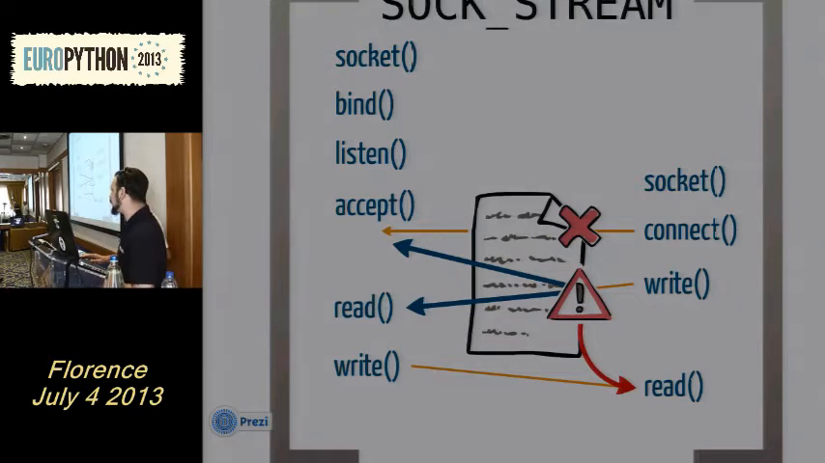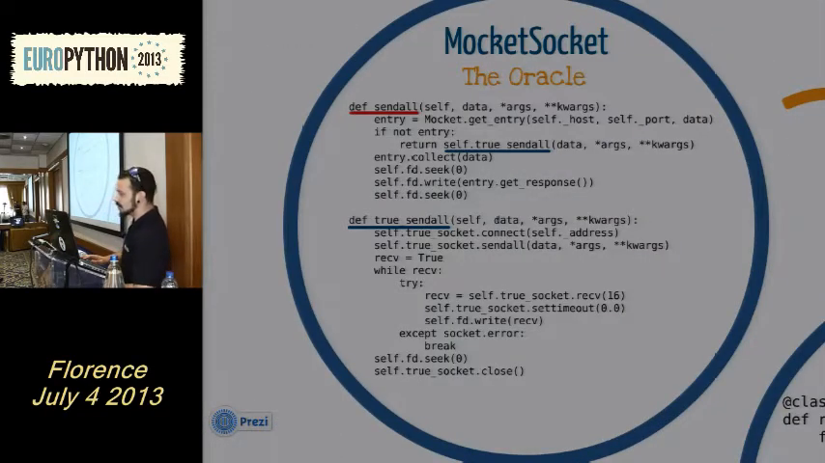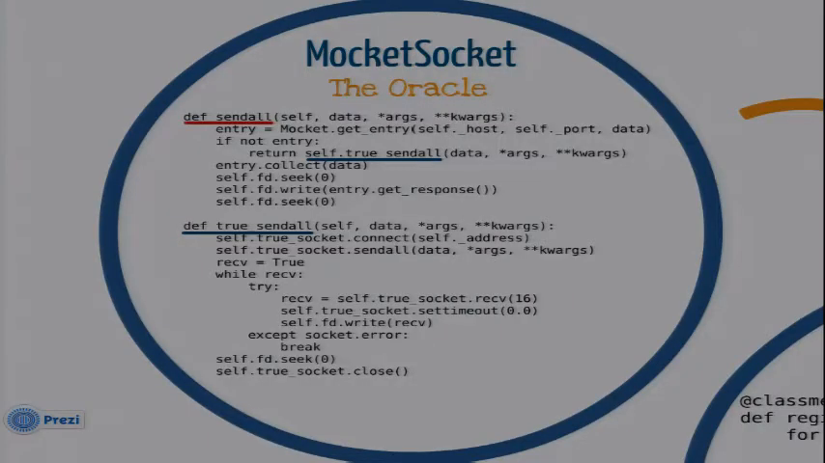Let's start, so, with some code. I can go on. Any question about socket? Okay. This is the core of the application. It's the MocketSocket, and it's the Oracle, because it intercepts every request and decides if we need to use the mock or the real socket.